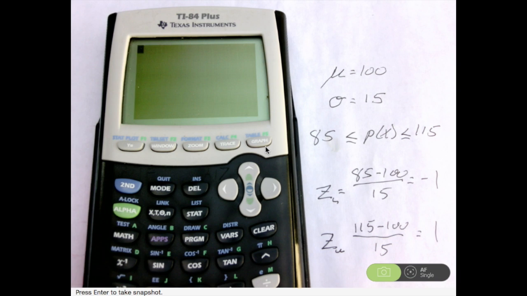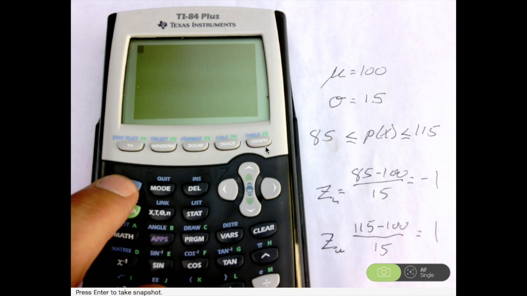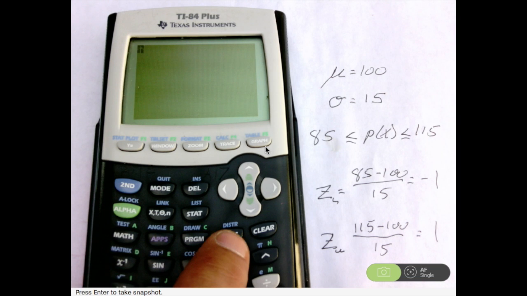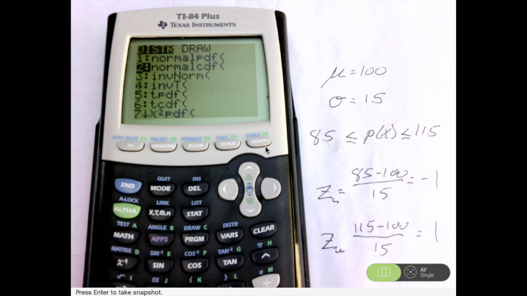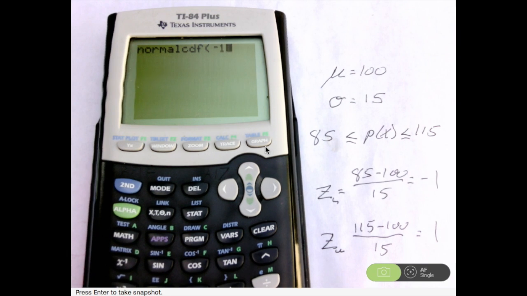Once I have my z-scores, I'm going to go to Second, Distribution button here under the thumb pad. This is a normal curve, so I'm going to go to the normal CDF, press enter, and then all we need to do is enter in the lower bound and the upper bound. So I'm going to enter -1, comma 1, close my parentheses, hit enter, and it's a little bit above 68%, which is what we should have expected.